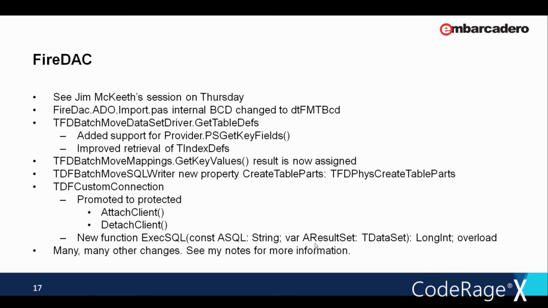GetKeyValues, the result is now assigned. Evidently the result was never assigned in that function before. And the BatchMove SQL writer has a new property called CreateTableParts that allows you to specify what the SQL writer should do for indexes and other parts of the table. There's an enum list, the physical CreateTableParts enum list, you can look at for more information.